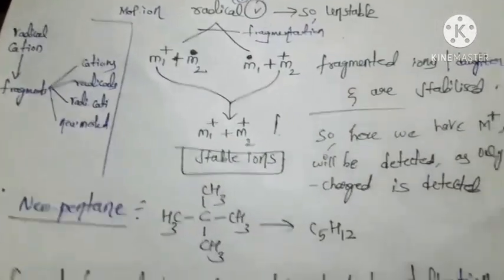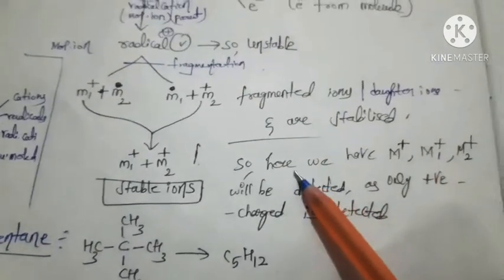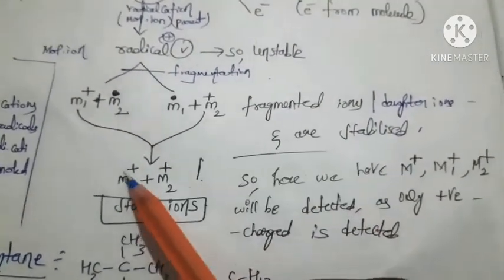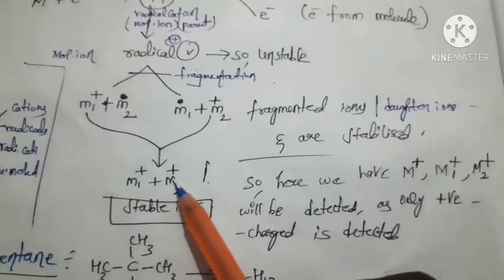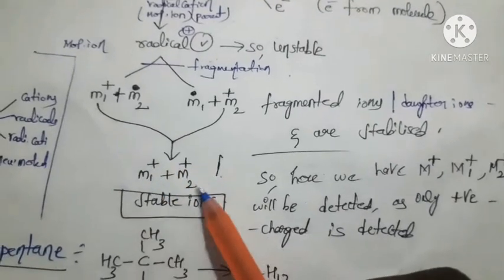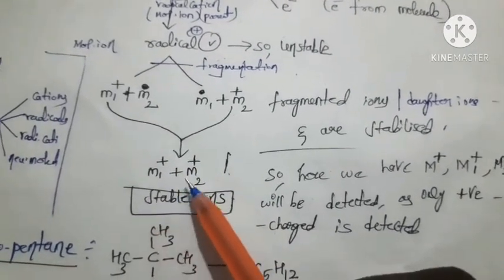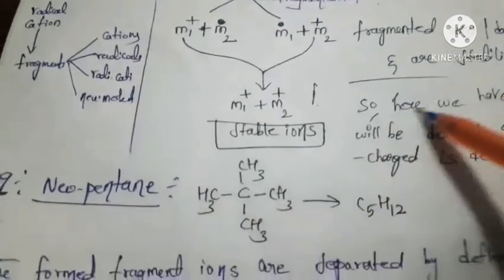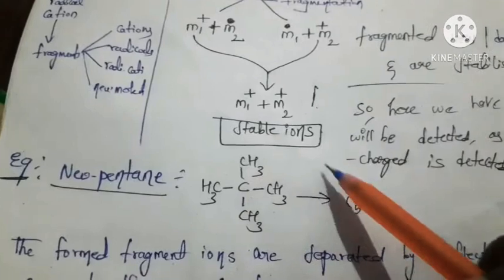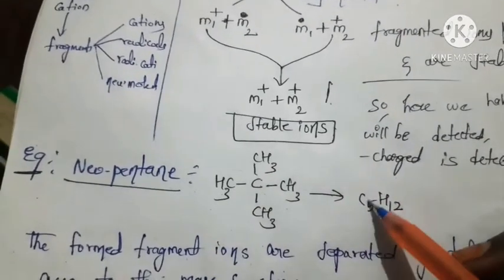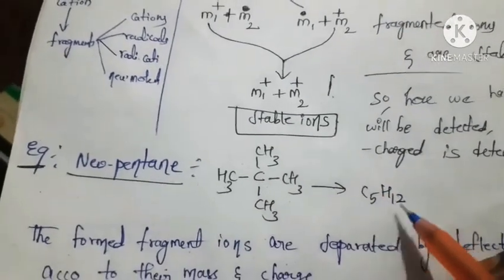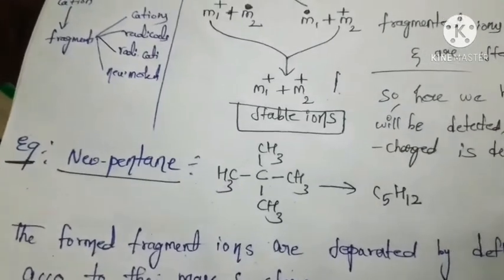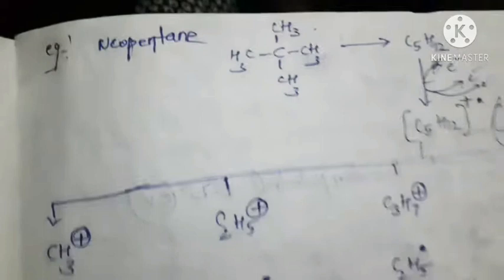Here we have M1 plus and M2 plus, and these two will be detected, as only positively charged ions can be detected in the spectra. Try to remember this. Next, neopentane. It can be written like this, C5H12, as we discussed earlier. This point I will explain later, friends, because I have represented it in a tabular manner.